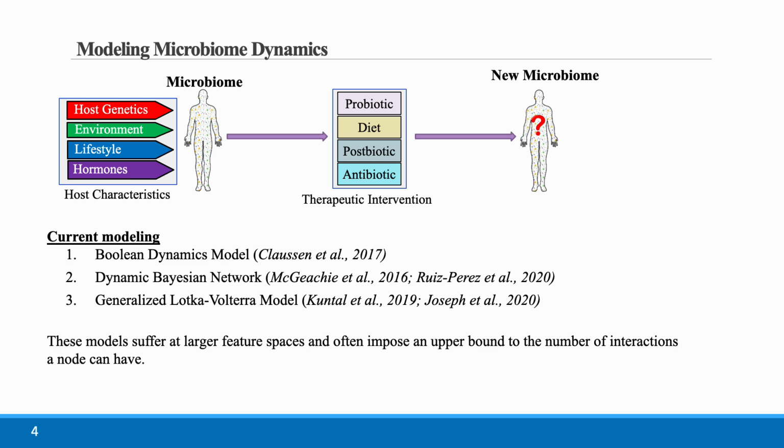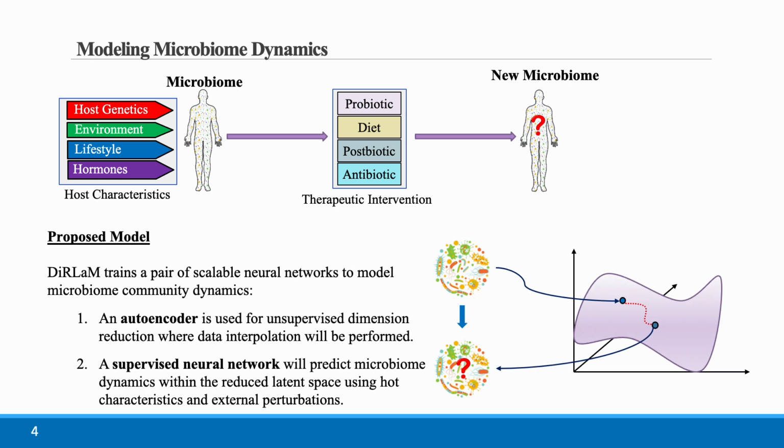Therefore, we need more scalable models, and for this we propose a framework which we call DiRLaM that combines two neural network models. The first is an autoencoder model that will compress the microbial community into a latent space, capturing intrinsic patterns of the data. It is here within the latent space that we will both interpolate to smooth the longitudinal data, as well as learn how to predict future time points to model the dynamic changes using a second supervised neural network.